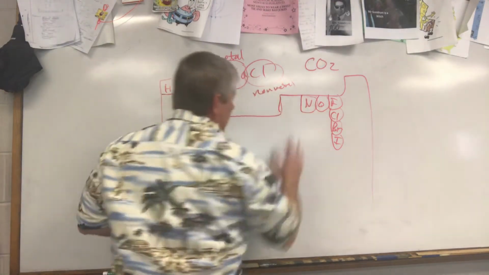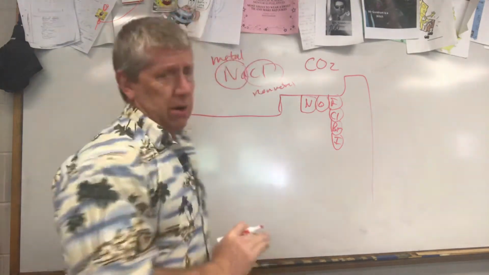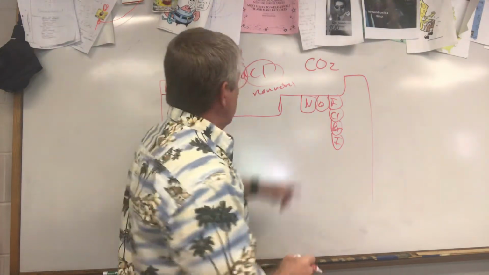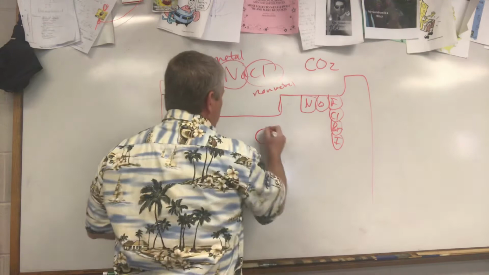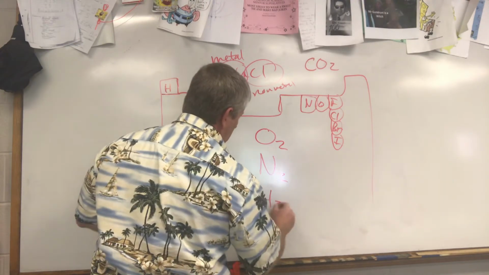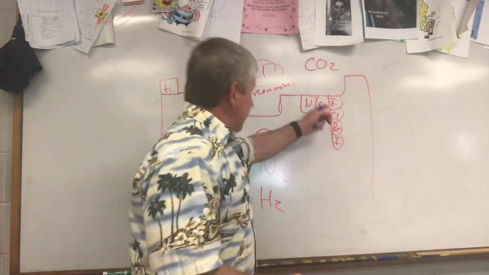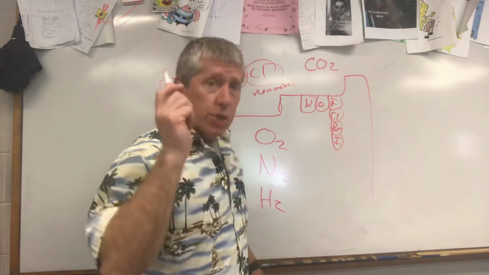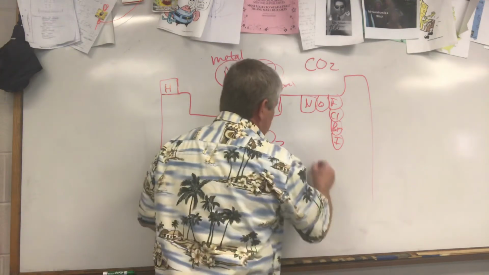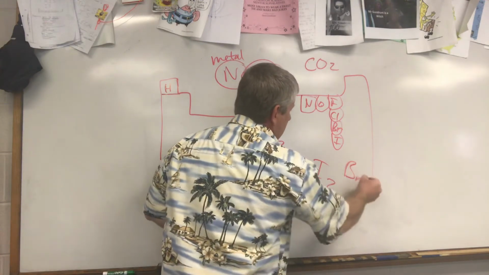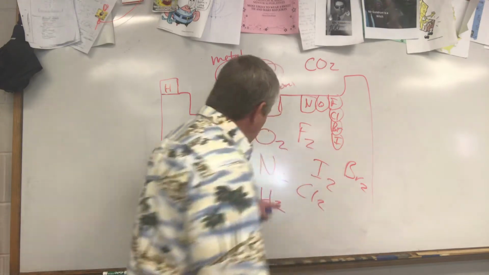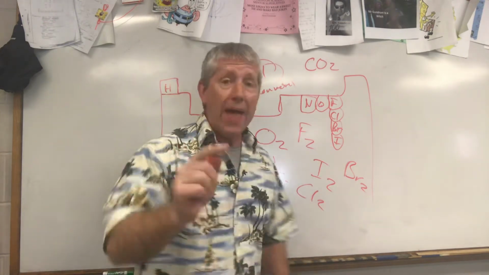Whenever they are by themselves, by their lonesome, oxygen will always be O2. Nitrogen will always be N2. Hydrogen will always be H2. Fluorine will always be F2. And chlorine and bromine and iodine are always going to be like this, diatomic, 2 atoms, when they're by themselves.